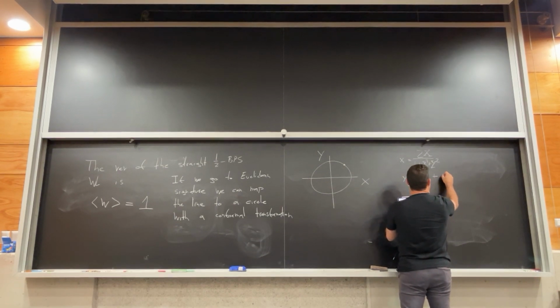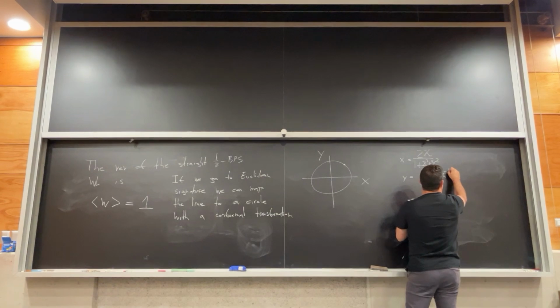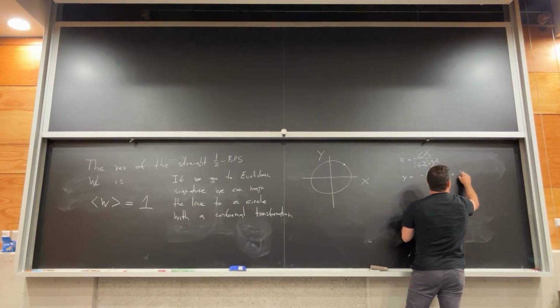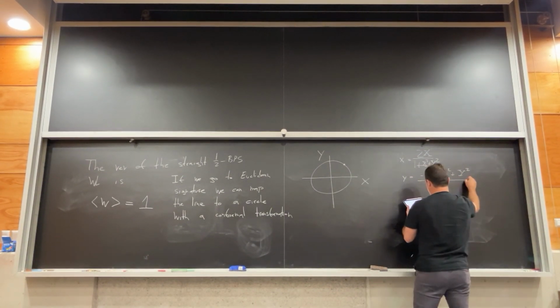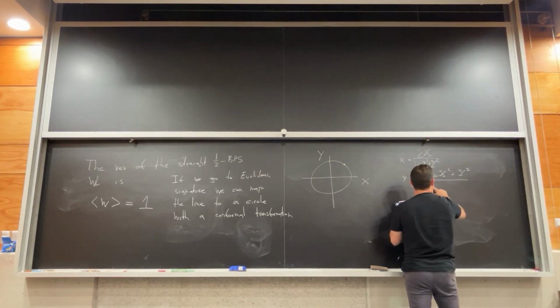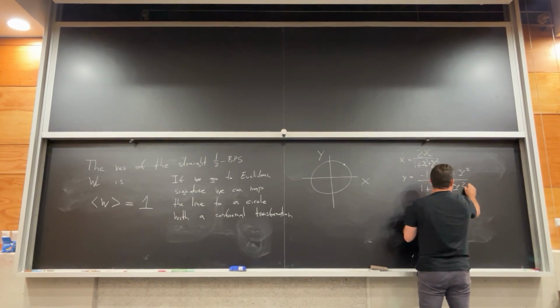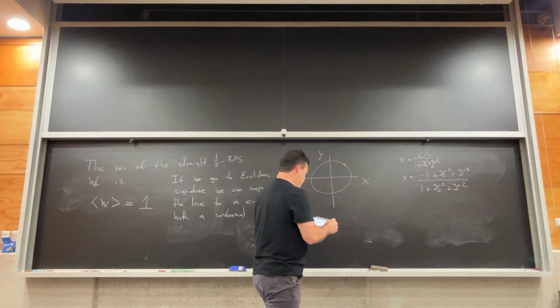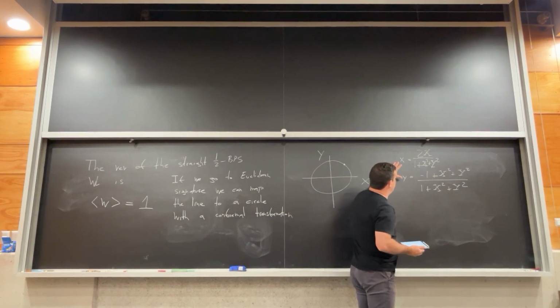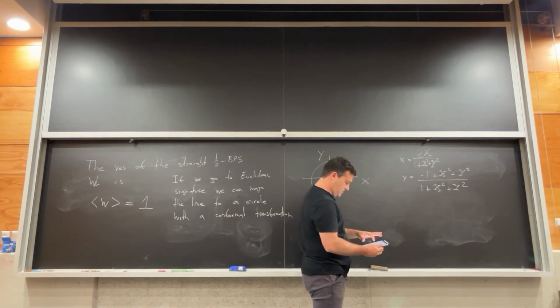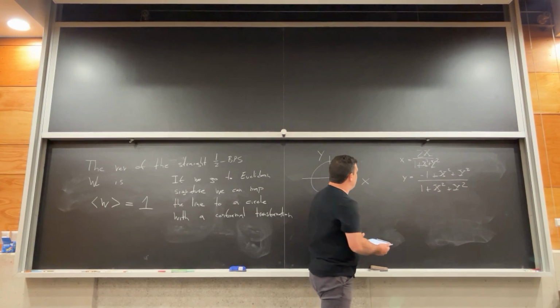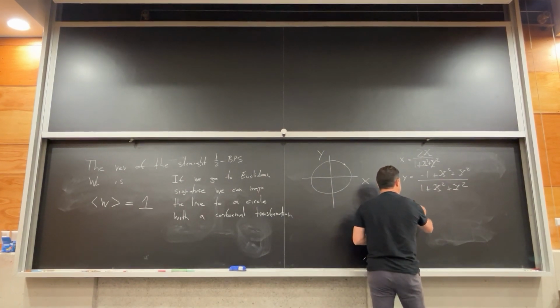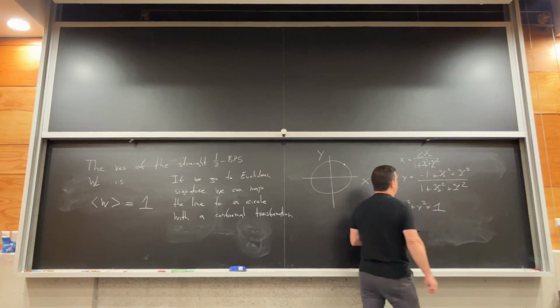Minus 1 plus x squared plus y squared, divided by 1 plus x squared plus y squared, okay? You can show that a straight line in the x... handwriting is horrible. Right, so you can show that x squared plus y squared is equal to 1, okay?